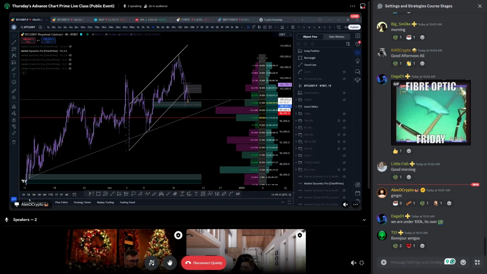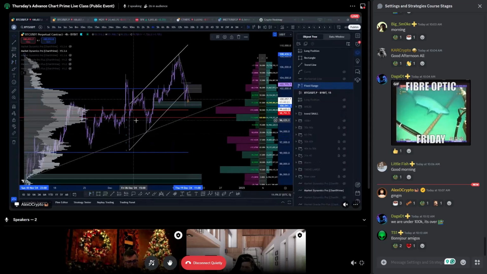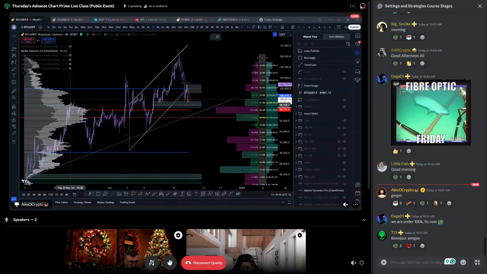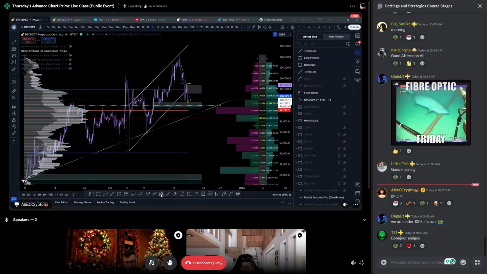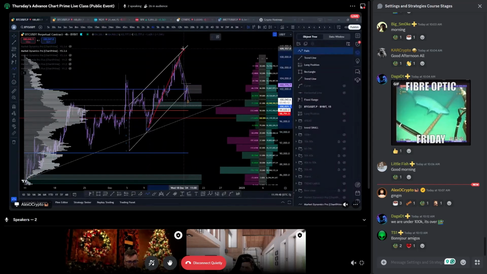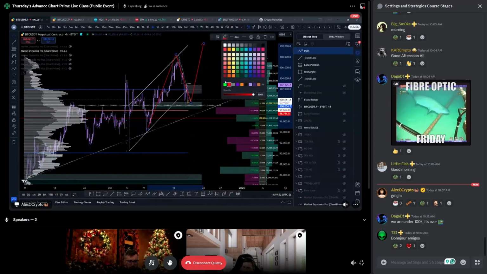A massive amount of support here, okay? If you take your fixed range volume profile, you can see the exact same thing. You have your point of control, your big volume support here. So this is a massive shelf of volume right here that we are looking to hold price up, okay? So breakout, retest, continuation, right? That's what we're looking for.